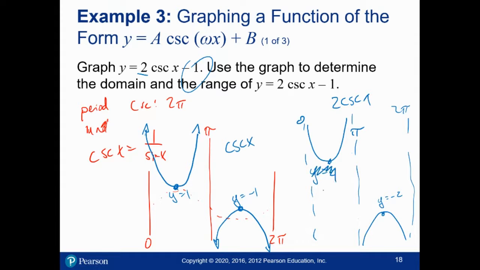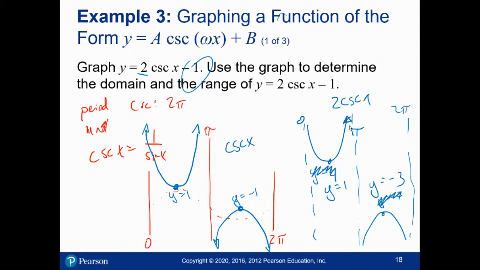So instead of this being y equals 2, it's going to be y equals 1. And instead of this being y equals -2, it's going to be y equals -3. But since I really haven't labeled anything else on the graph, there's not much to change, and the vertical asymptotes didn't change as well. So the domain hasn't changed because we never moved our vertical asymptotes. The domain is still all numbers except multiples of pi.